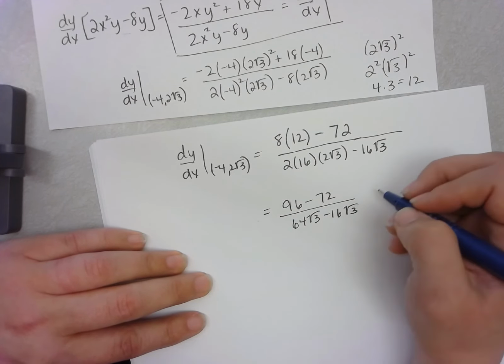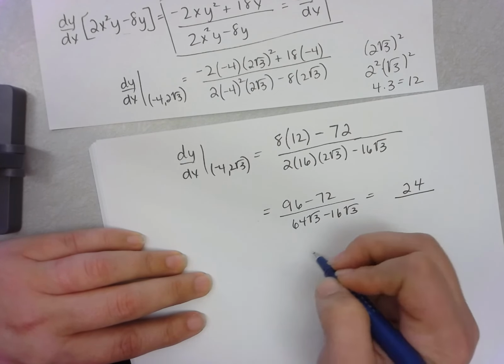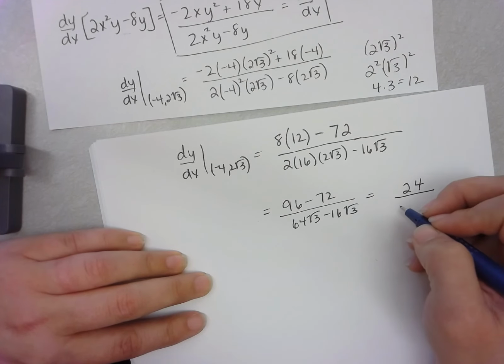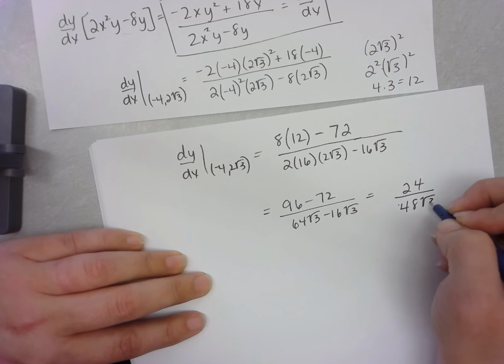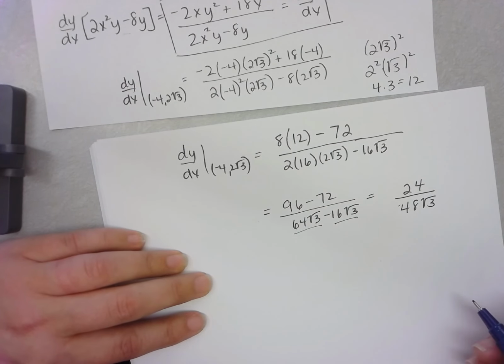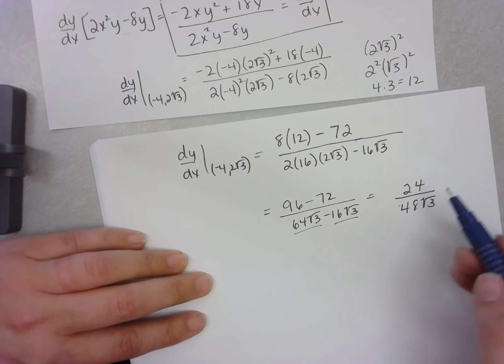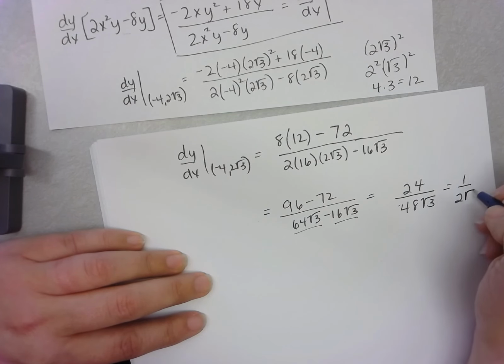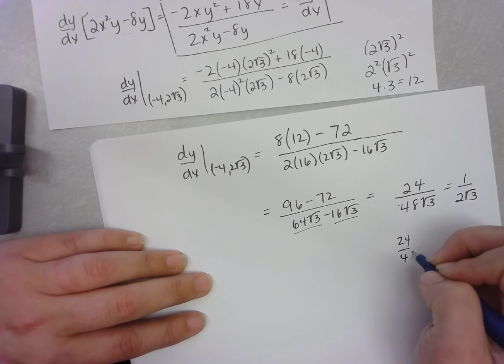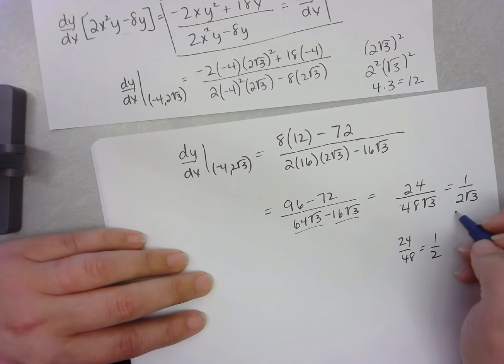Okay, so now on the top I have 24 over 64 minus 16, which is 48 radical 3. So these are like terms. They both have a radical 3. So I can do 64 minus 16, which is 48, and it retains the radical 3. And now 24 and 48 can simplify to 1 over 2 square root of 3, because 24 over 48 by itself would be 1/2. So the square root of 3 is down here. So this is my slope.